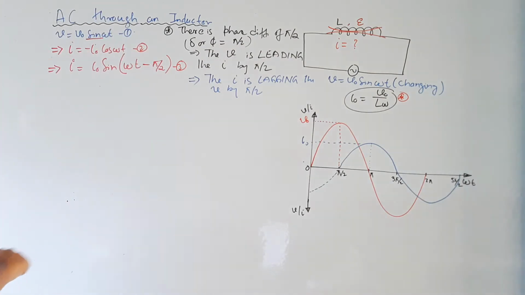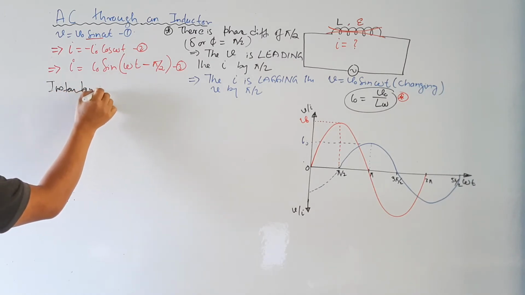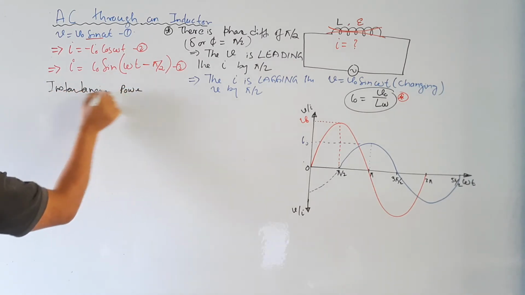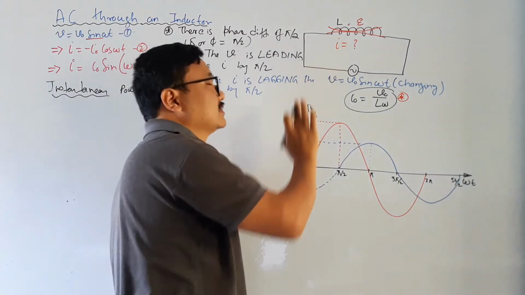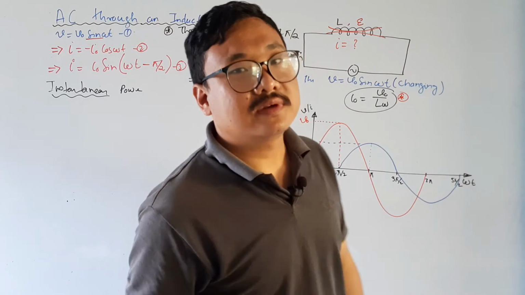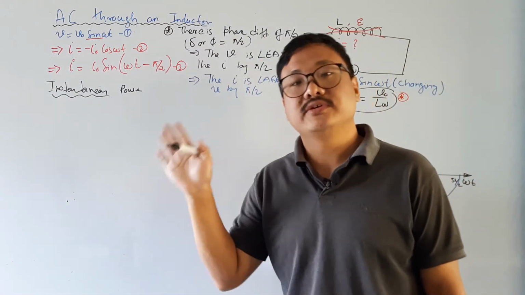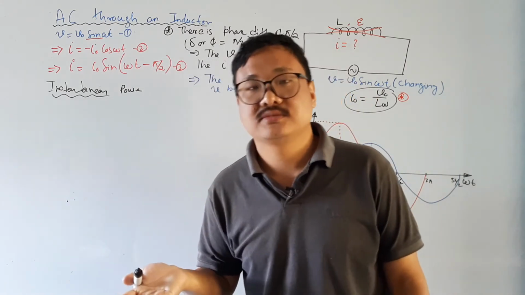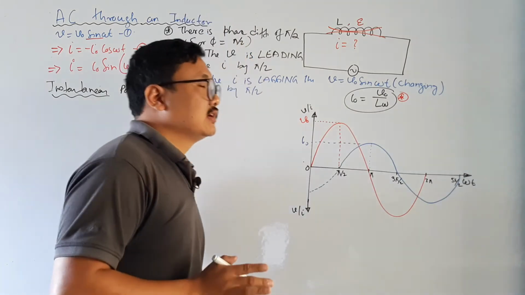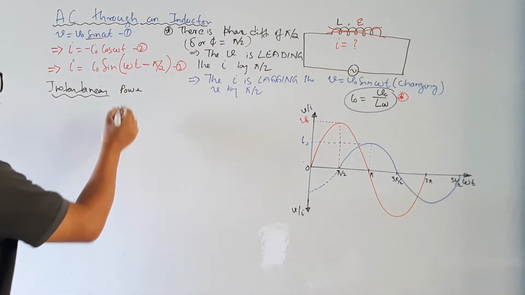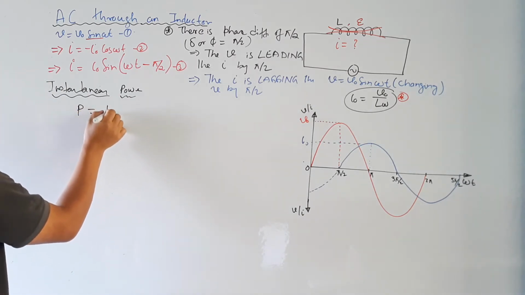Now next is instantaneous power. If there is a flow of current and voltage, then this inductor must consume some power. Let us find the instantaneous power. But we don't use instantaneous power eventually; we have to calculate the average power. First we have to calculate instantaneous power, because from it we calculate average power. So we know the formula of power equal to VI.